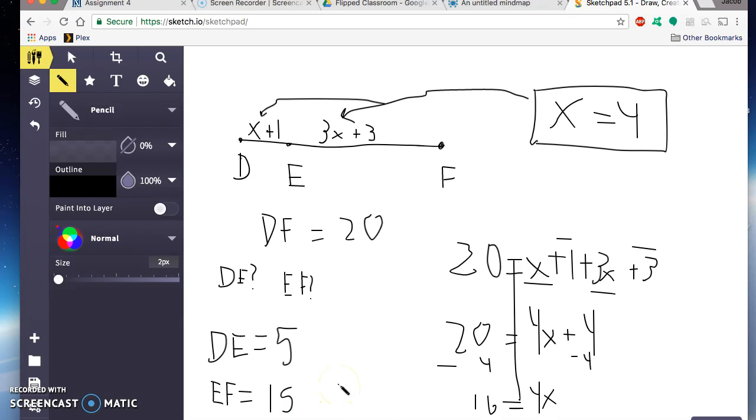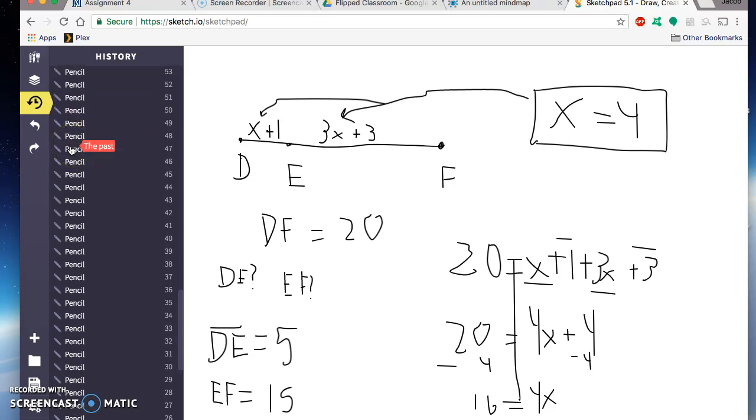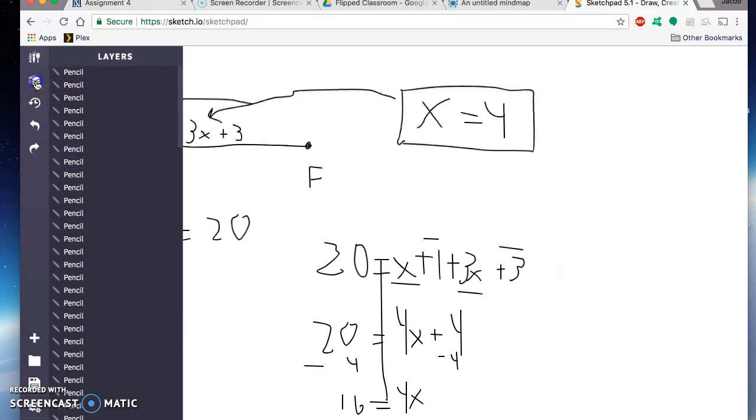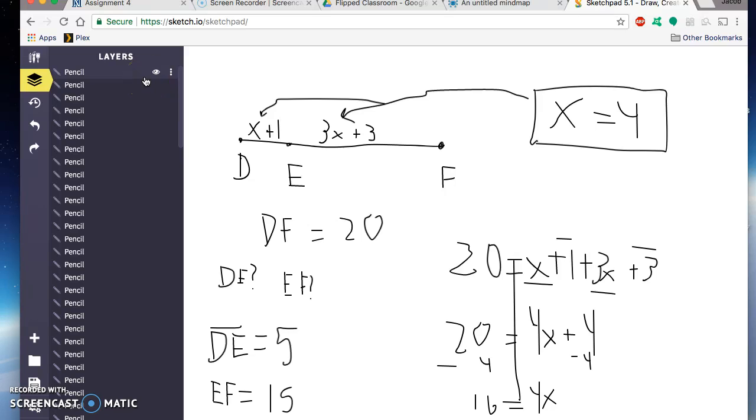The nice thing about problems like this is you can always check your work at the end. If we know DE equals 5 and EF equals 15, we can add those together and see if that's the same thing we started with. So 5 plus 15 is 20, and at the beginning we said DF equals 20. So obviously we did it right, because our math works out at the end. Now, let's do another problem like that.